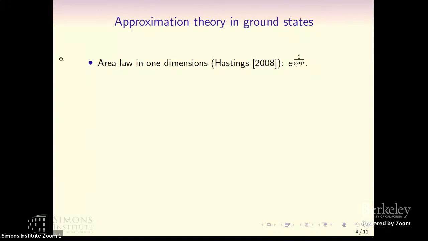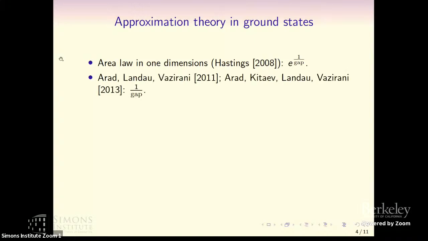So let me describe those. In 2008, Hastings showed that the ground states of gapped Hamiltonians in one dimension satisfy an area law with an entanglement that scales as exponential in 1 over the gap of the Hamiltonian. This result was a major breakthrough in the field. And remarkably, a few years later, Umesh and co-authors working here at Berkeley exponentially improved this result to 1 over gap.